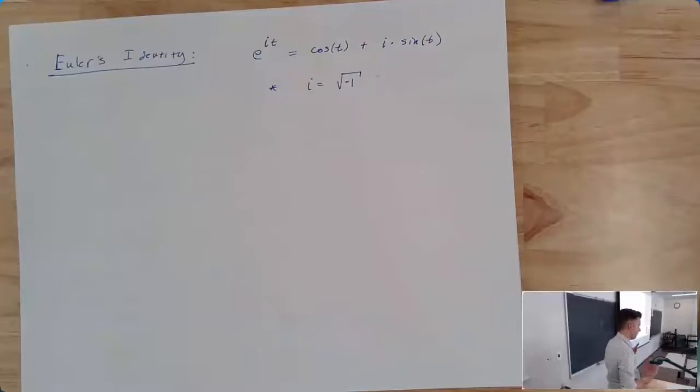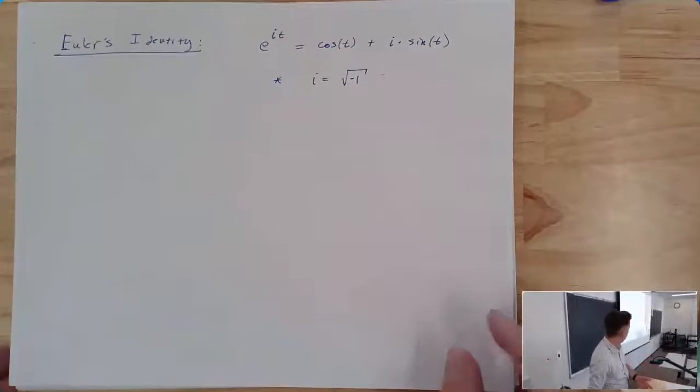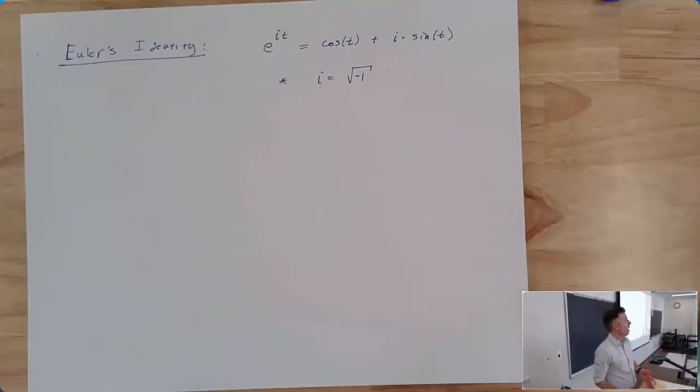You may or may not have. It's okay if you didn't. So it's kind of like a Taylor polynomial or a Maclaurin series, a way of expressing a function as an infinite sum of powers of x.